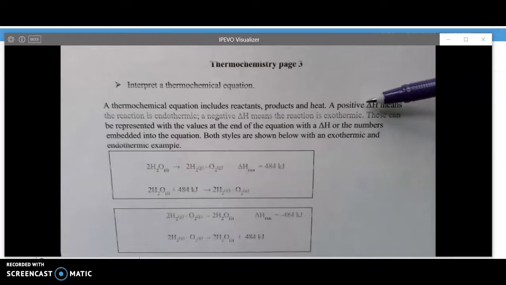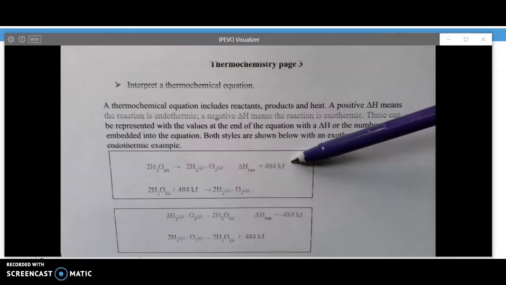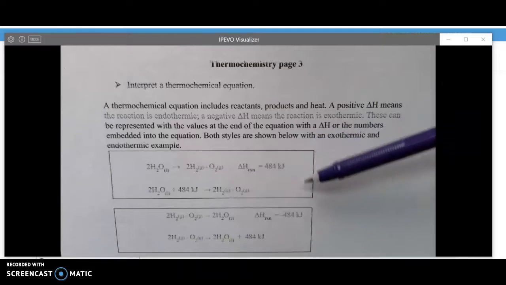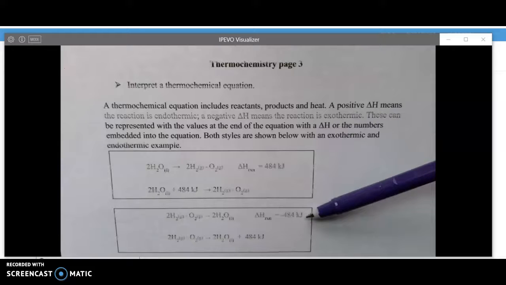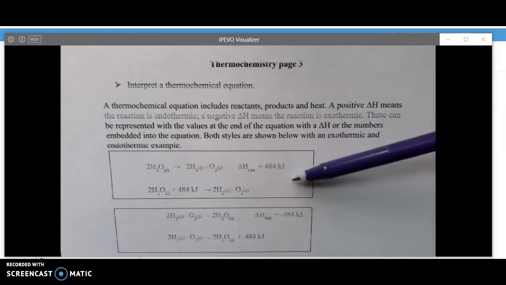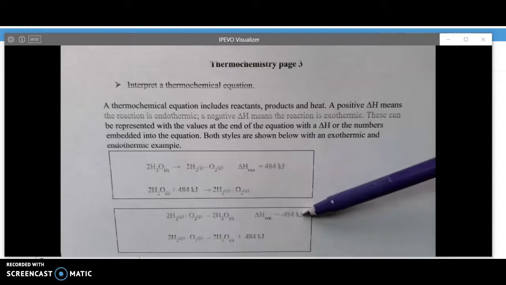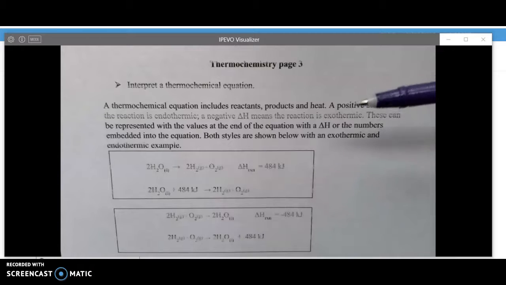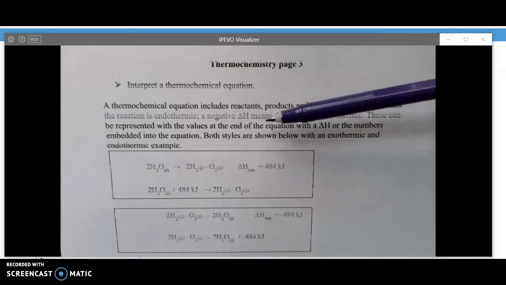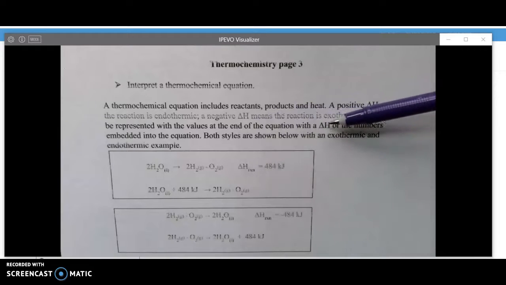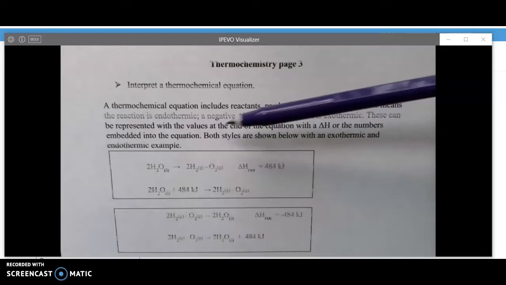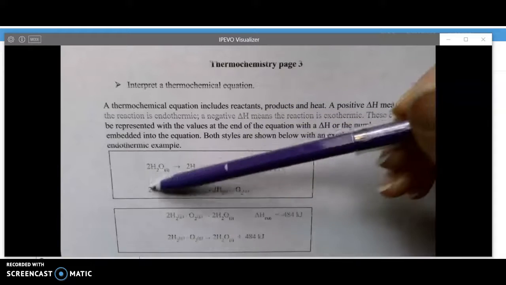So typically you'll see a positive delta H sign to show that a reaction is endothermic. So you'll see I have an example of that here. And a negative delta H shows that it's exothermic. So you'll see that these are the same equations, just in reverse. Okay. So we can do this with the delta H values, or the numbers can be embedded into the equation. So sometimes you will see it embedded here.